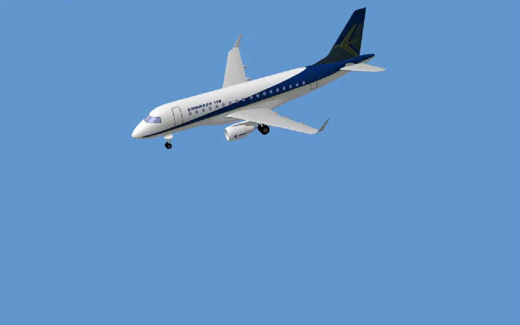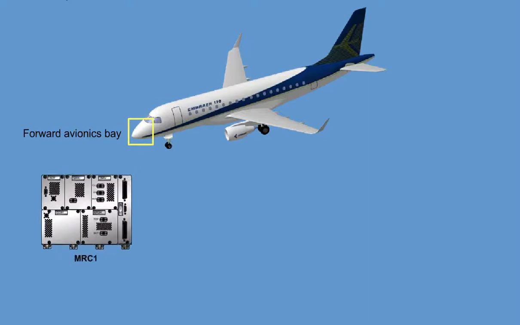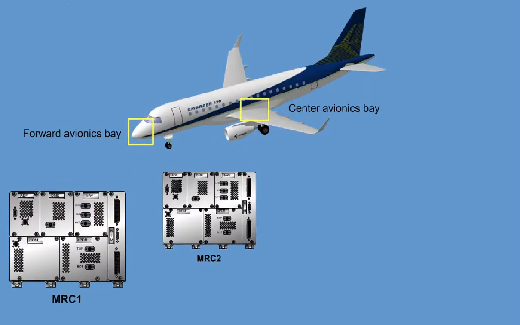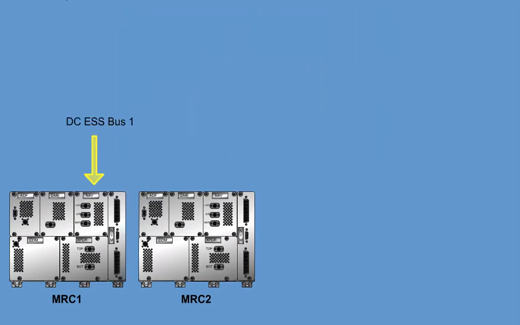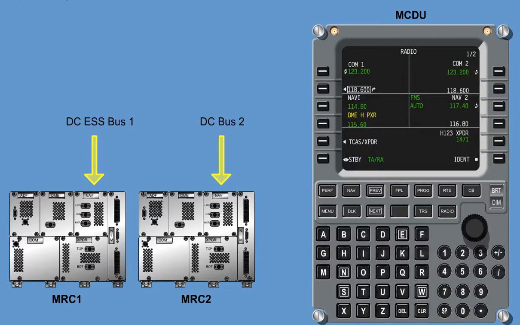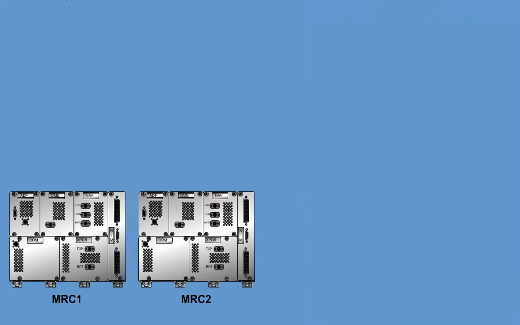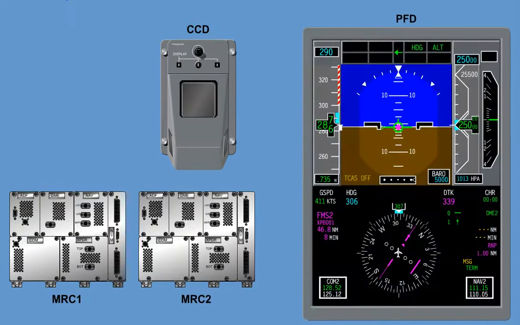The radio navigation system utilizes system modules housed in 2 remote-mounted modular radio cabinets. The DC Essential Bus 1 powers the MRC-1, while the DC Bus 2 via SPDA-2 powers the MRC-2. The MCDU is the primary means of selecting and tuning the navigation radios. A secondary means of radio control is accomplished using the CCD and the PFD.